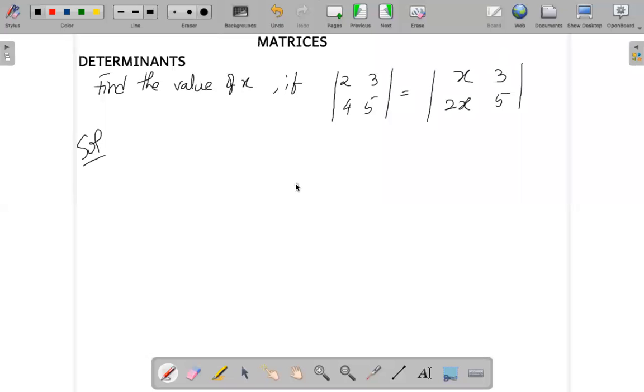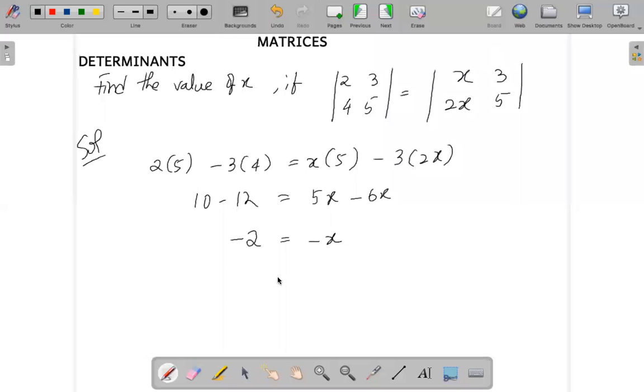So let us find the value of x. Again, this is 2 into 5, minus 3 into 4, which is equal to x into 5 minus 3 into 2x. Okay. So let's do that. So we get this. So finally, if you remove the signs here, this implies that x is equal to 2. So we got the value of x, which is 2.